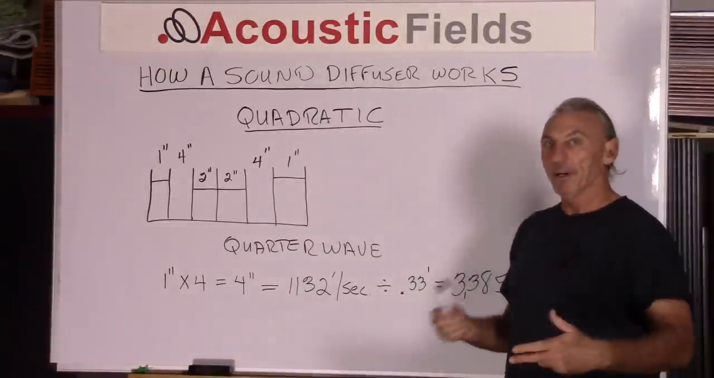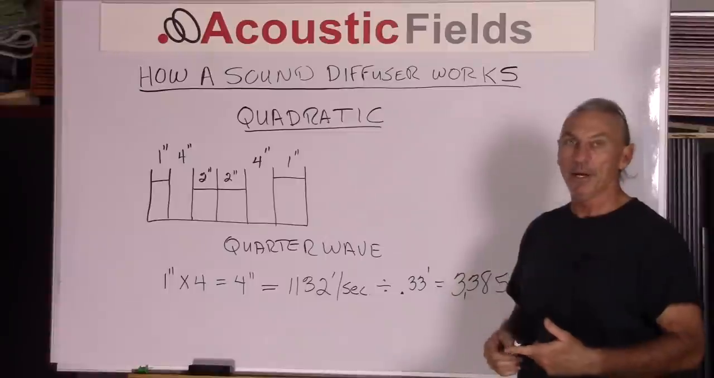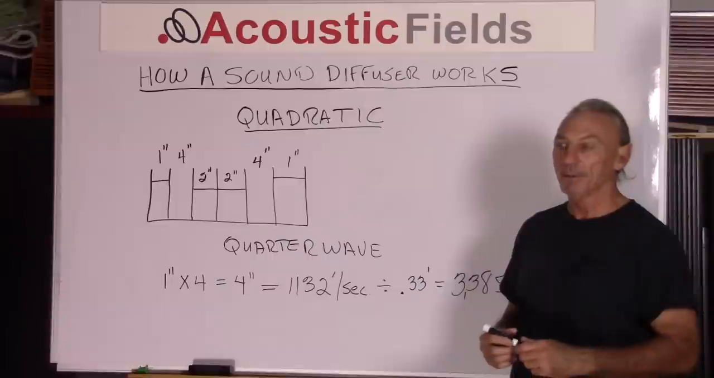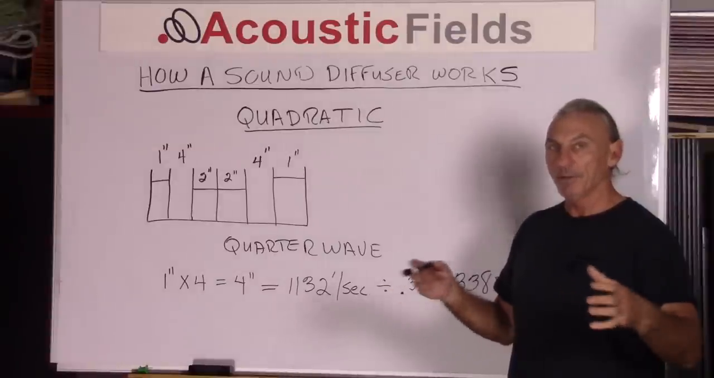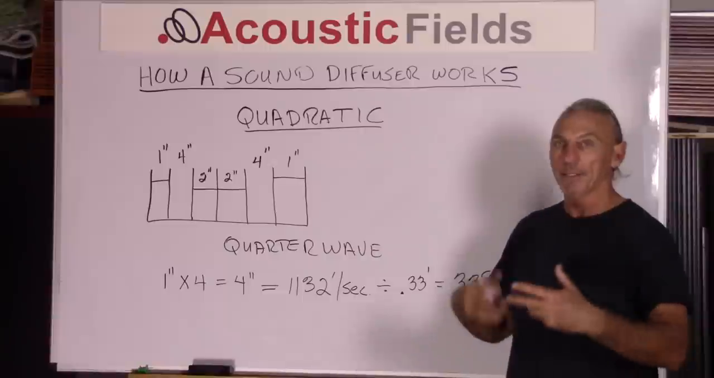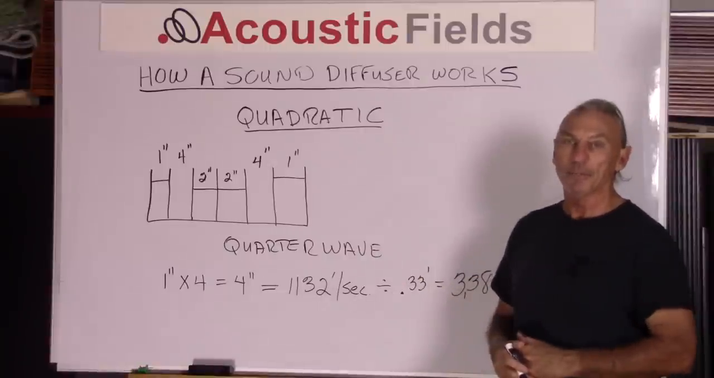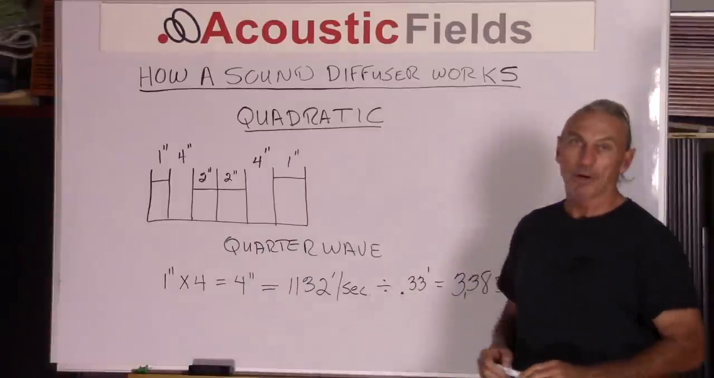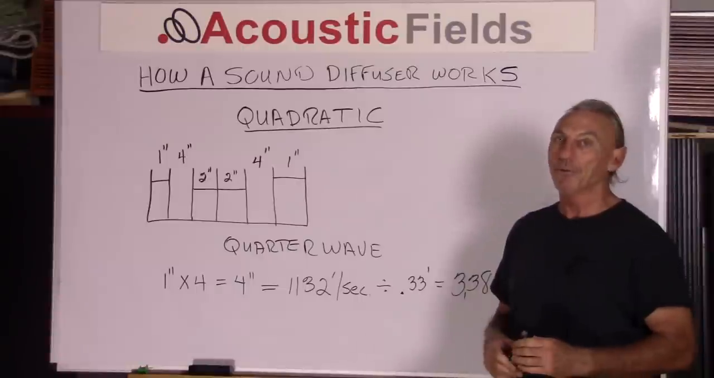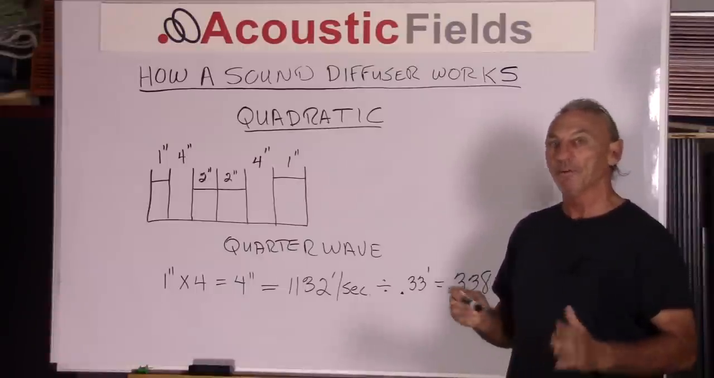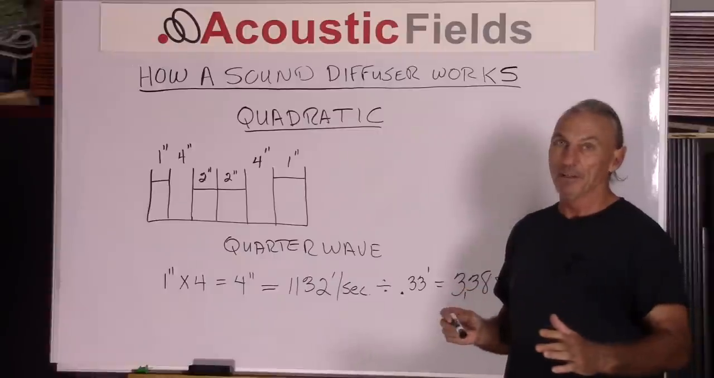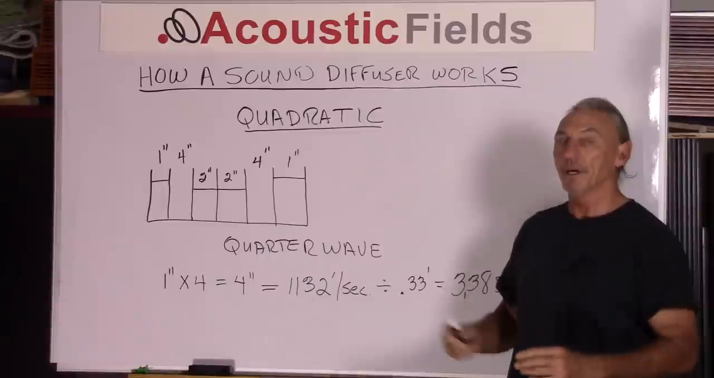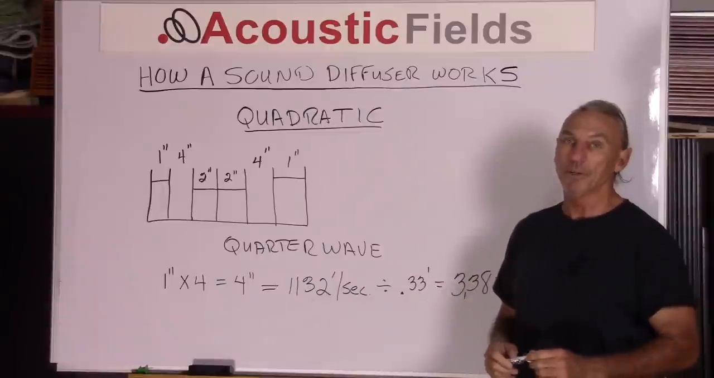Quadratic diffusers are based on prime numbers: 3, 5, 7, 9, 11. These are all examples of prime numbers. It's a formula where you plug in a constant and work through to the end and get residuals. A little bit too complicated for this video, but let's just talk about quadratic because it's the real, true diffusion. It's the one we use because it's predictable and it's consistent. And it's available in two dimensions. So you have vertical and horizontal, so you can get two dimensions of diffusion in your room.